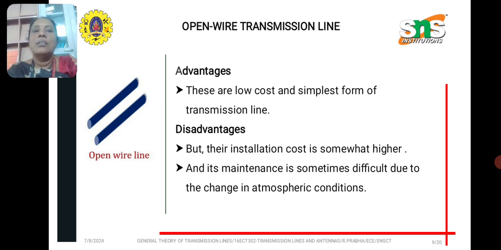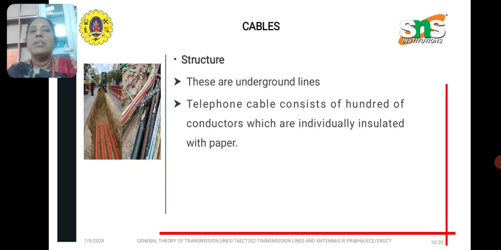There are advantages and disadvantages of open wire line. Advantages: they are low cost and the simplest form of transmission line. Disadvantages: their installation cost is somewhat higher and maintenance is sometimes difficult due to changes in atmospheric conditions. The next type of transmission line is cables.